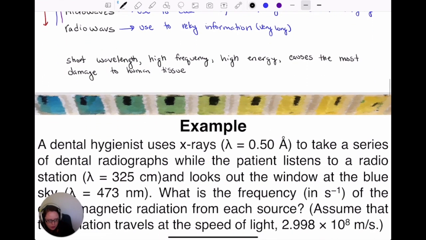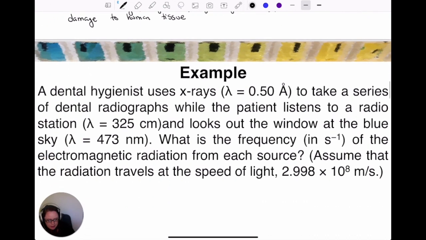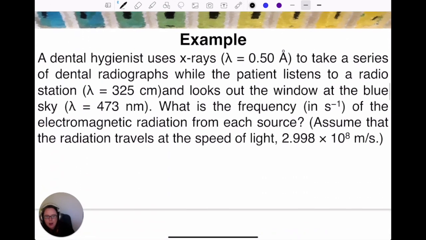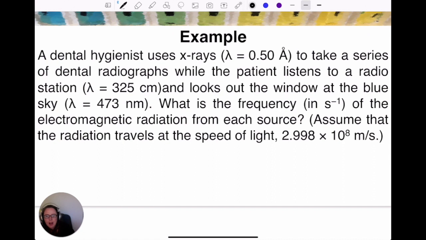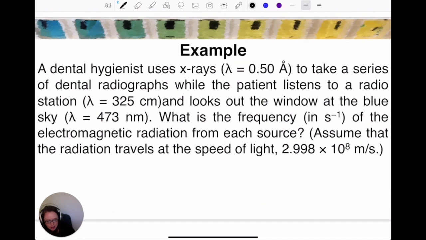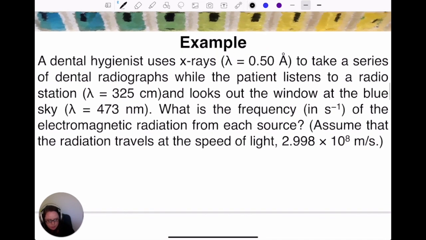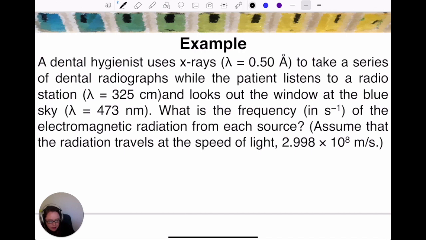Okay, so let's go through an example. I'm not going to do every part of this in the interest of time. I just want to show you how we can use this equation or the speed of light to get some additional information.